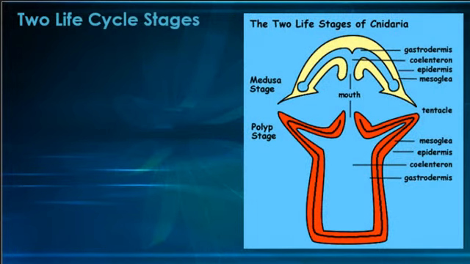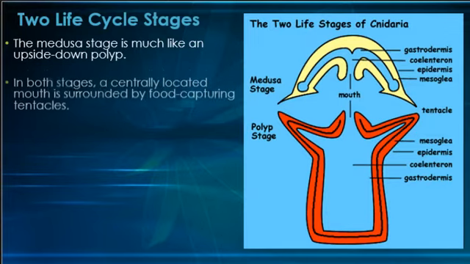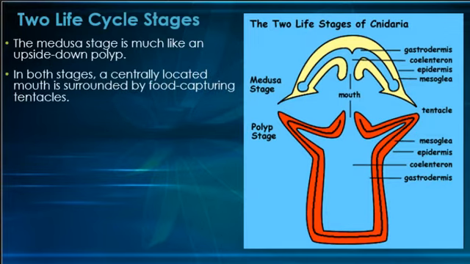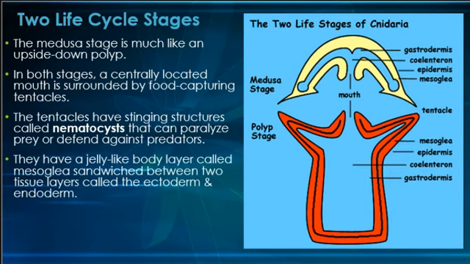Here's our polyp stage. Here's our medusa stage. The medusa stage is much like an upside down polyp. Take that one, turn it upside down. In both stages, a centrally located mouth is surrounded by food-capturing tentacles, and the tentacles have stinging structures called nematocysts. That's an important word. They have a jelly-like body layer called the mesoglea, kind of like the sponge had, that space in between the two sides, sandwiched between the tissue layers called the ectoderm and the endoderm. They're usually carnivorous. They're going to eat fish and other little animals that swim by.